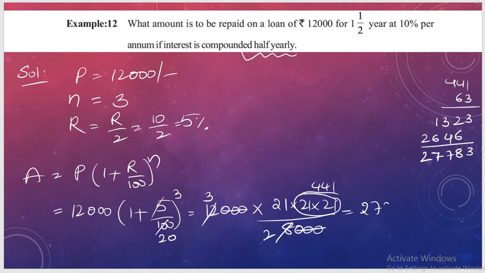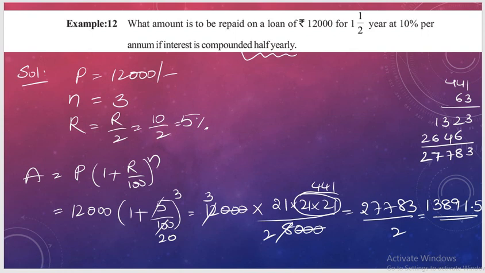So what am I going to get? 27783 divided by 2. So from this 1 time, so this goes 3 times. Next, 17 8 times. Next, 18 9 times. So 2 table 1 time, 0.5. So this is nothing but the amount. So what is the amount? 13891.50, right? So this is nothing but the amount that he should repay as the loan amount, right?